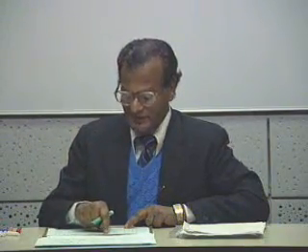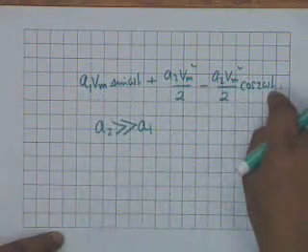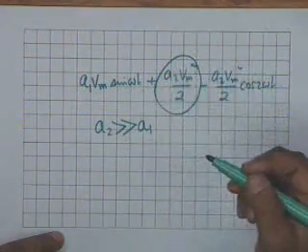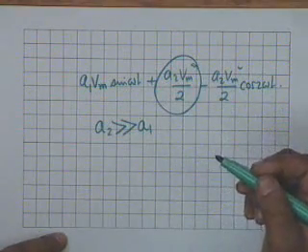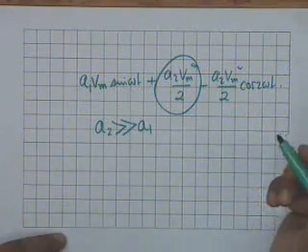Suppose I shunt the diode by a capacitor. The capacitor does not pass DC. I shunt the diode, that is I connect a capacitor across the diode. Then all the AC current, the A1 Vm sin omega t and A2 Vm squared by 2 cosine 2 omega t, they pass through the capacitor. So I am left with only the DC component, and therefore the diode can be used as a rectifier.